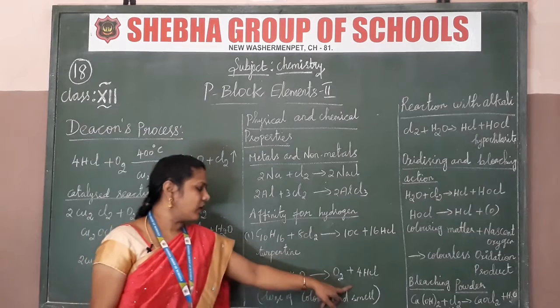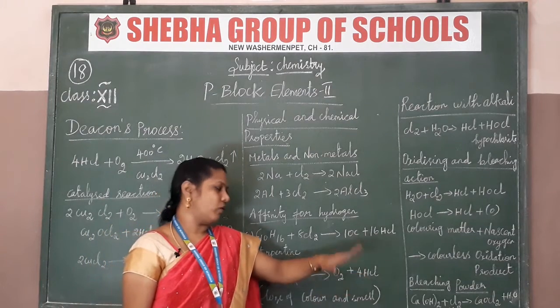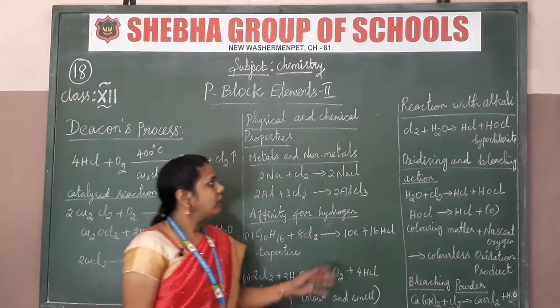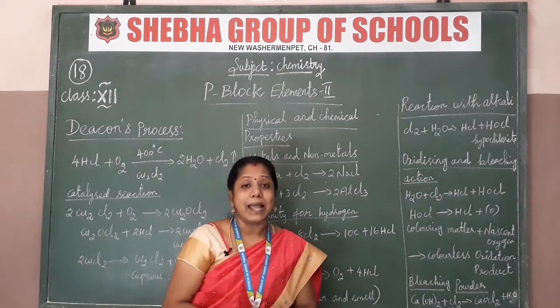Oxygen with hydrochloric acid. Okay, this is the affinity for hydrogen, and next is the reaction with alkalis.